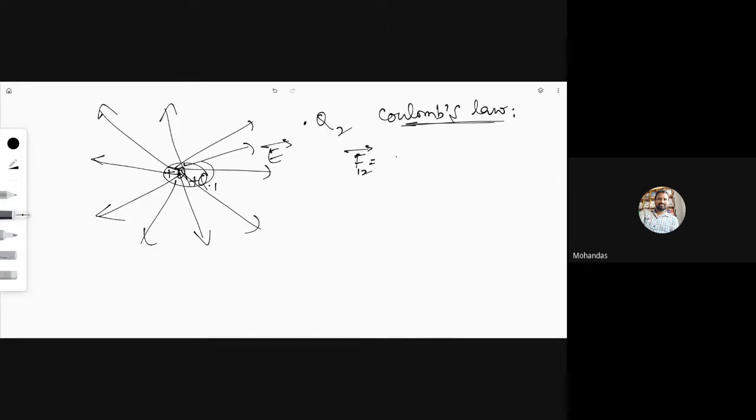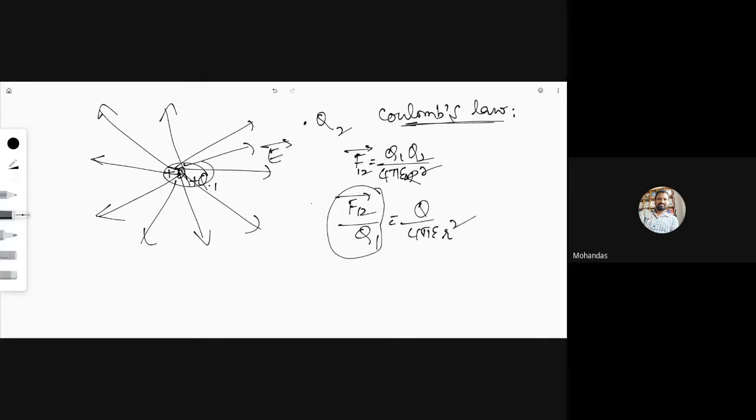Please respond, anyone. Coulomb's law, if there are two charges, what is the force? Q1 Q2 by R square, and the proportionality constant is 1 by 4 pi epsilon naught. Okay. So later we wrote F12 by Q1, which is equal to Q by 4 pi epsilon naught R square.